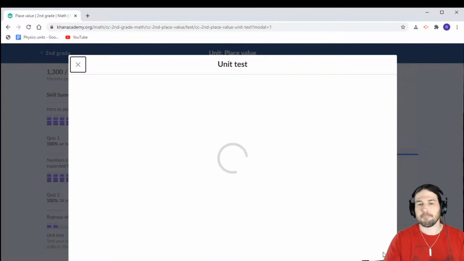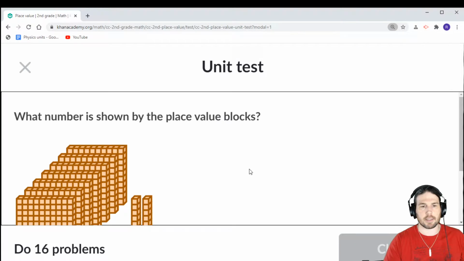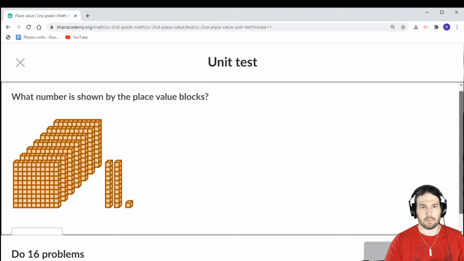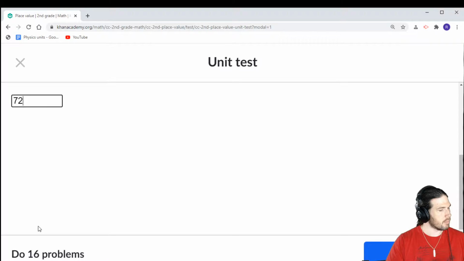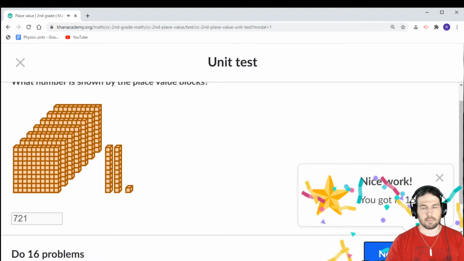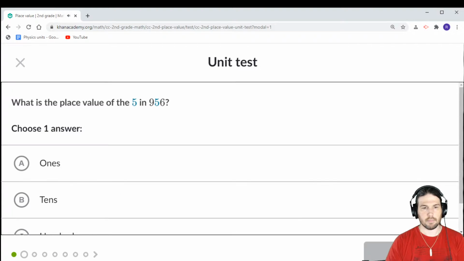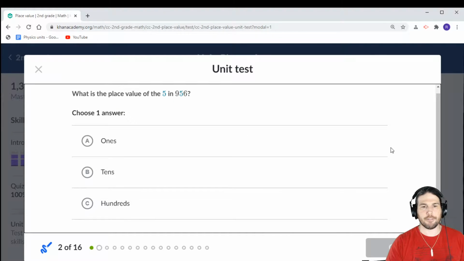We'll see. What number is shown by the place value blocks? That looks like 721 to me. What is the place value of 5 in 956?